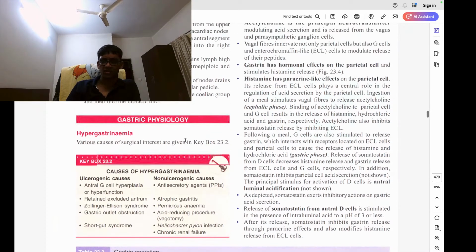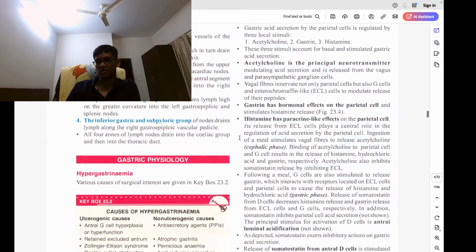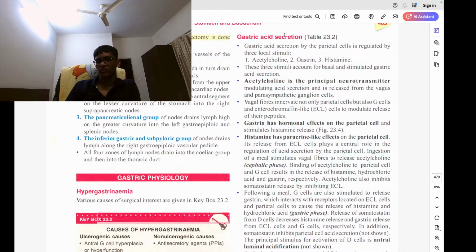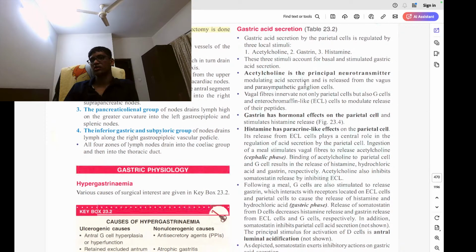These people have mentioned hypergastrinemia and gastric acid secretion. Stimulation of gastric acid is regulated by three local stimuli: acetylcholine, gastrin, and histamine. These stimuli account for basal and stimulated gastric acid secretion. Acetylcholine is the principal neurotransmitter modulating acid secretion and is released from the vagus and parasympathetic ganglion cells. Vagal fibers innervate not only the parietal cells but also the G cells and enterochromaffin-like cells to modulate the release of their peptides. Gastrin has a hormonal effect on the parietal cell and stimulates histamine release.